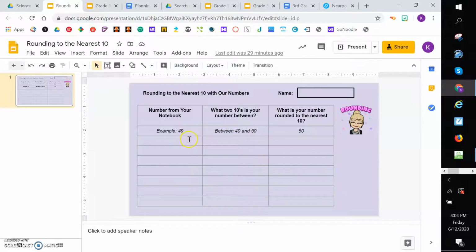So I'd like for you on yours to go ahead and fill in the rest of these spaces, okay, with numbers from your math notebook. Be sure to include what two groups of 10 your number is between. And then where would you round it to? Would you slide it back down if the ones place is a 1, 2, 3, or 4? Or would you slide it up to the next number if it is a 5, 6, 7, 8, or 9?